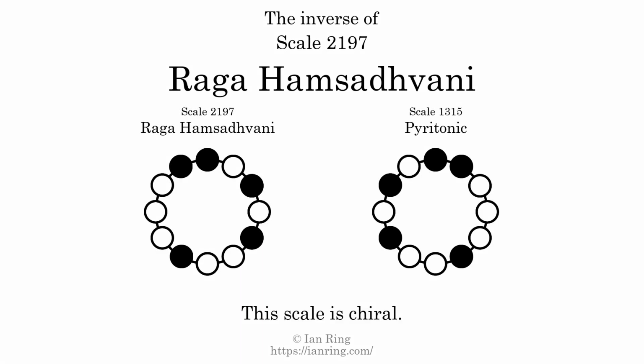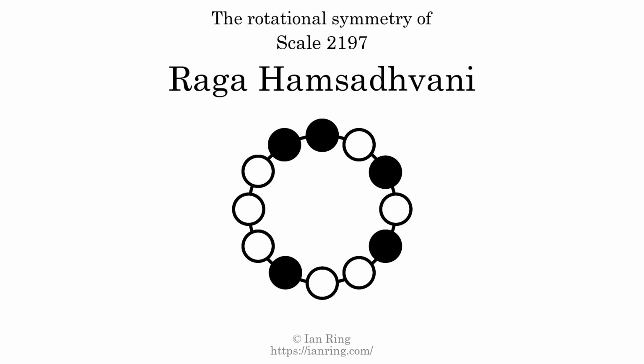The inverse of a scale is a mirror image. It is what you get when the sequence of intervals is reversed. The inverse of this scale is scale 1315, also known as pentatonic. This scale is chiral. It cannot transform into its inverse by rotational transformation. This scale has no rotational symmetry.